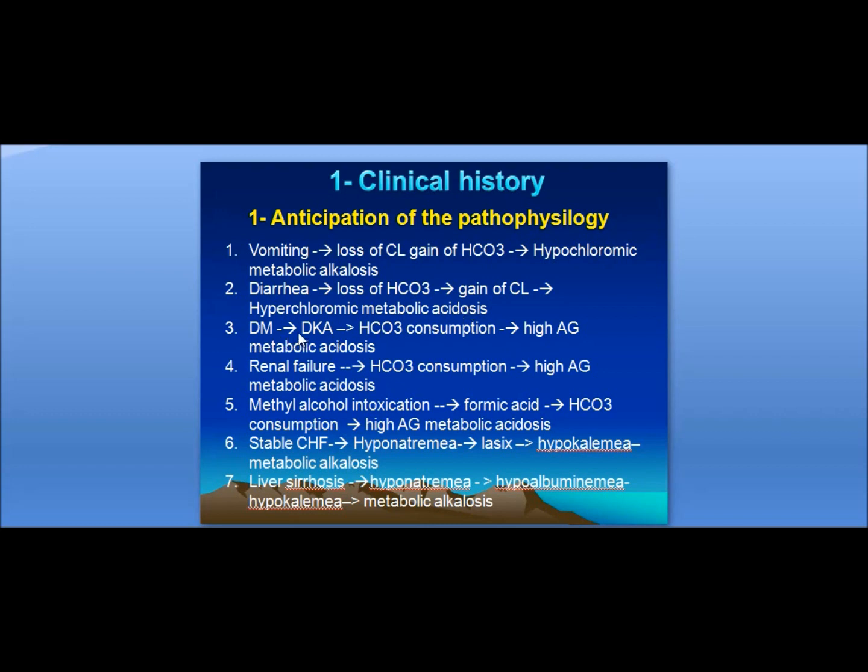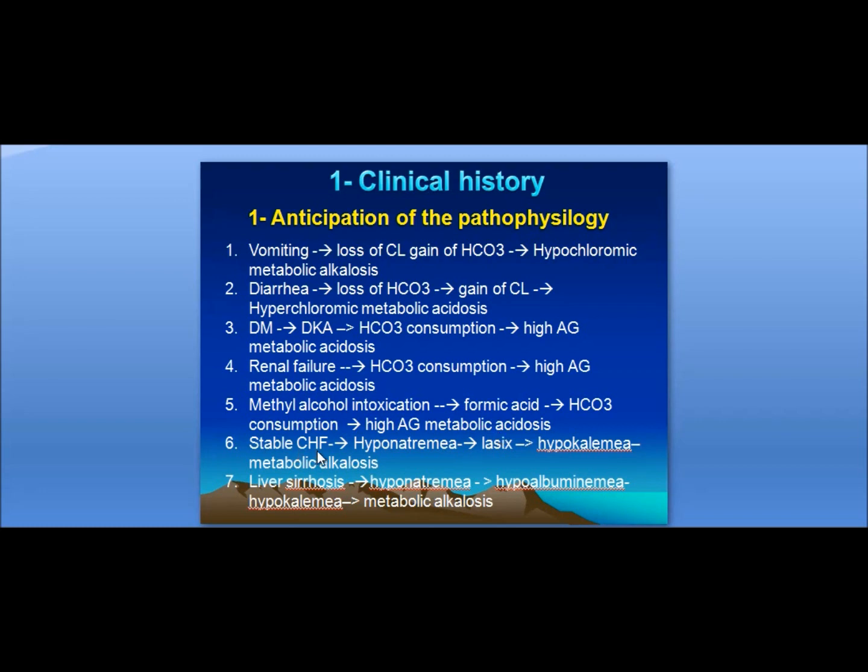If the patient develops diabetic ketoacidosis, bicarbonate will be consumed, so he will develop high anion gap metabolic acidosis. In a renal failure patient, bicarbonate will be consumed by the fixed acids to develop also high anion gap metabolic acidosis. Methanol intoxication will be associated with the formation of formic acid, which consumes bicarbonate, to develop high anion gap metabolic acidosis.